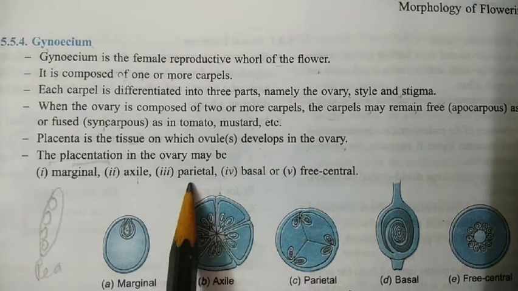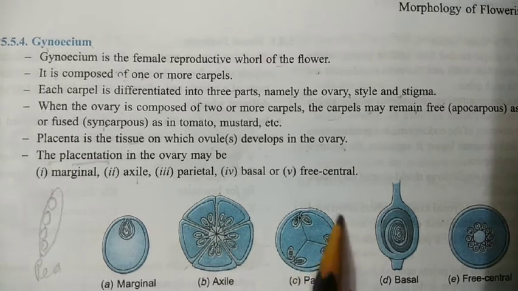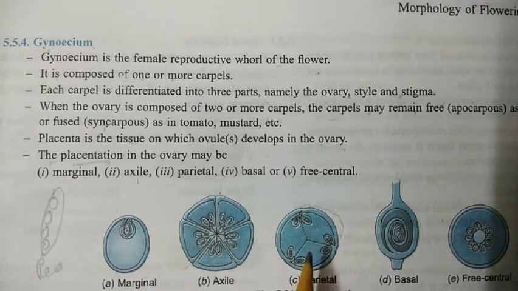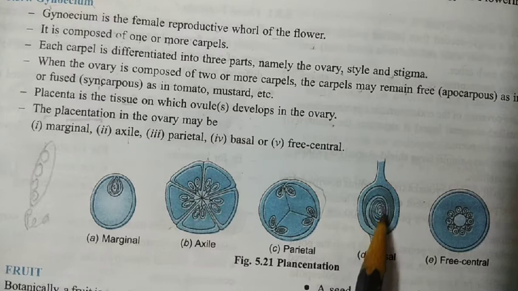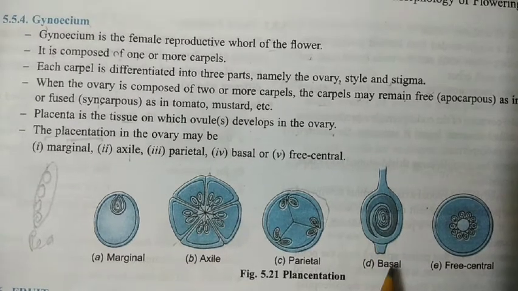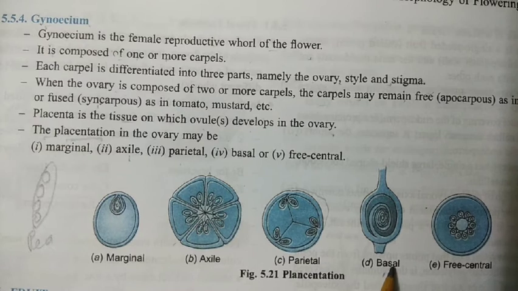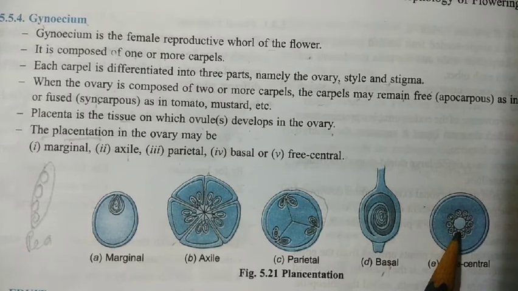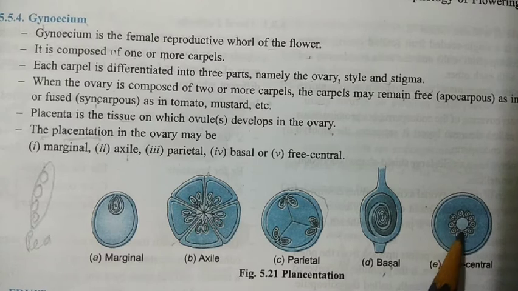Parietal: the ovules are present at the periphery. And if the ovules are present at the base of the ovary, then this condition is known as basal, like in the sunflower or marigold. And if the ovules are present freely in the center, then this condition is known as free central.